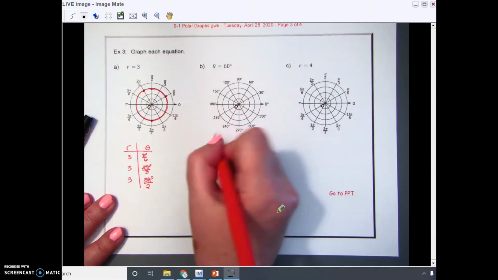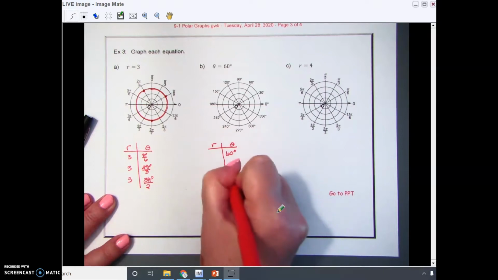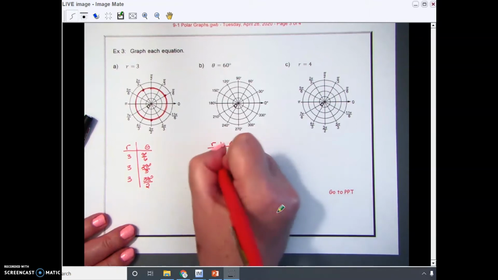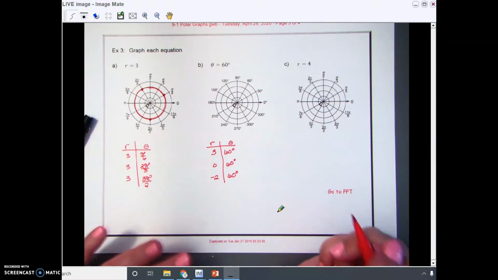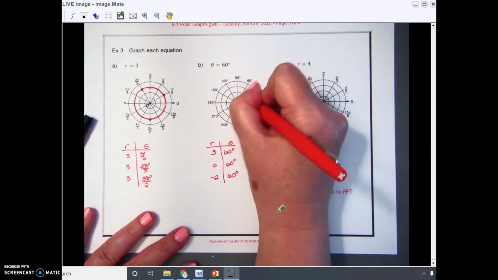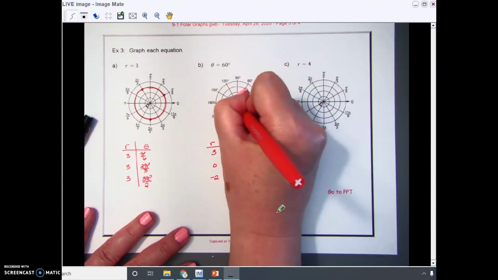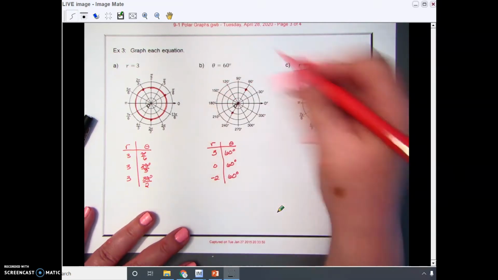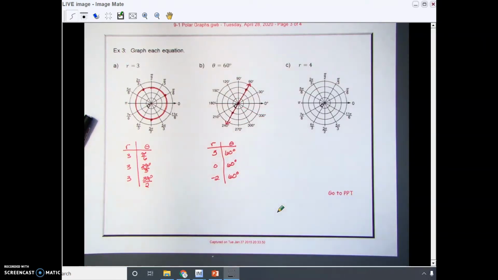Now, if we take a look at the next one, this is saying that theta is a constant at 60 degrees. So that means no matter what r is, theta is going to be 60 degrees. So we can have an r value of 3, an r value of 0, an r value of negative 2, any r value we could think of. So if I go around 60 degrees and go forward 3, I would be here. Anytime r is 0, that's going to be your pole. And if I go around 60 but backwards 2, I'm going to get a point here. So we get everything that lies on the line where theta is equal to 60 degrees.